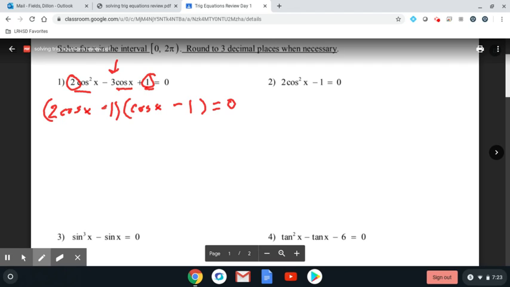Once you have this factored, you're going to set each one of these groups equal to 0 and then solve for cosine. On that left group, when we solve for cosine, we end up getting cosine x is equal to a positive 1/2. For the right group, you end up getting cosine x is equal to 1.